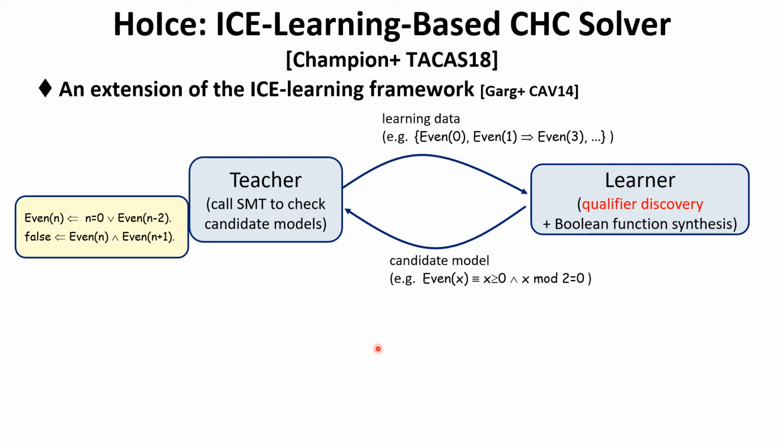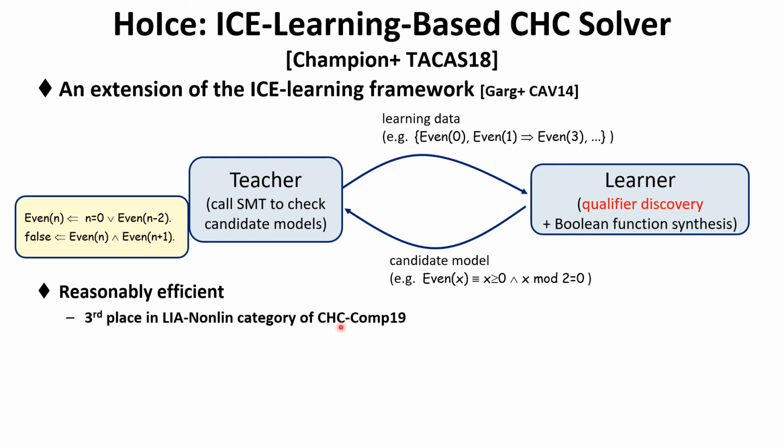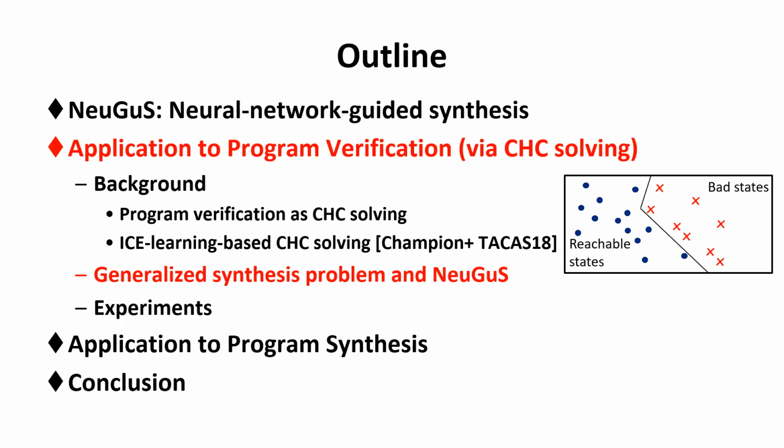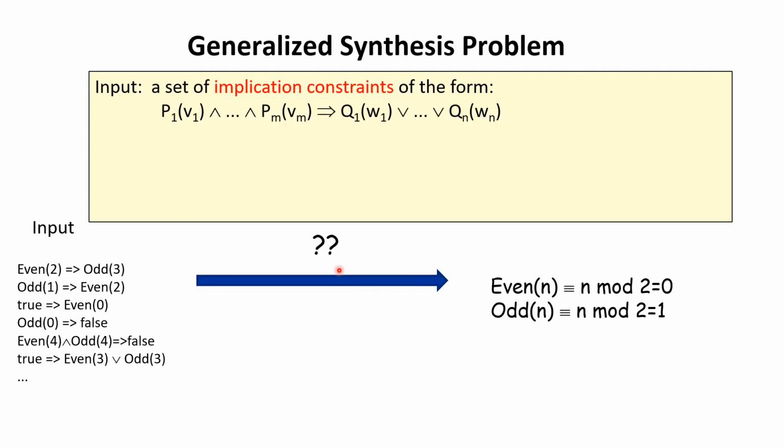Okay. So this ICE-learning-based CHC solving turned out to be reasonably efficient, but there was a significant bottleneck in this qualifier discovery phase, which finds basic predicates that constitute a candidate model. So we use our NeuGus framework to improve that part. For the application to CHC solving, we need to generalize the synthesis problem. So the generalized synthesis problem is as follows.